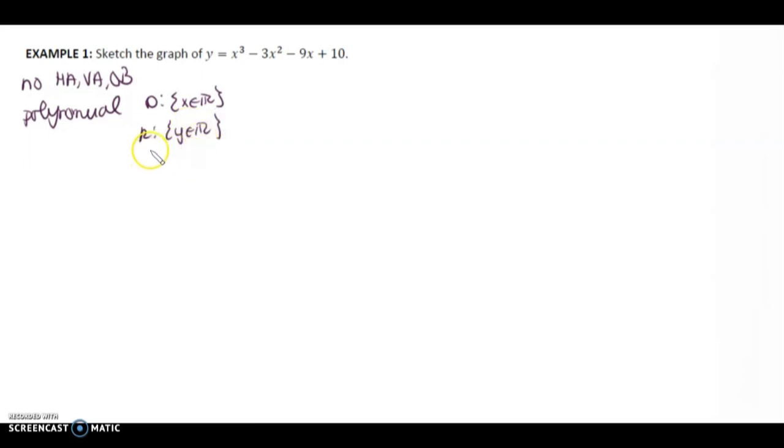So we can hop right into the critical points. Let's take the first derivative. So y prime equals 3x squared minus 6x minus 9. So let's find the critical points. And we can label this first derivative.